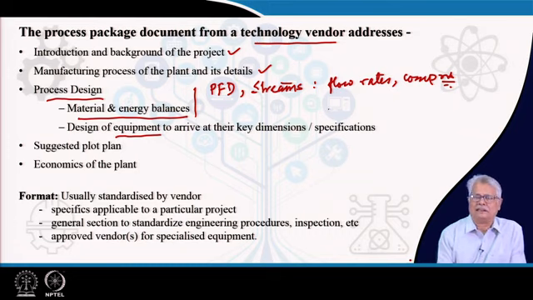Next comes the plant hydraulics in your detailed engineering. This is something which we have talked about. That means, in the detailed engineering stage, you finalize the pumps and compressors, their specifications and their drivers. The equipment rating with respect to pressure and temperature are also finalized. The final plot plan is covered in your detailed engineering document.